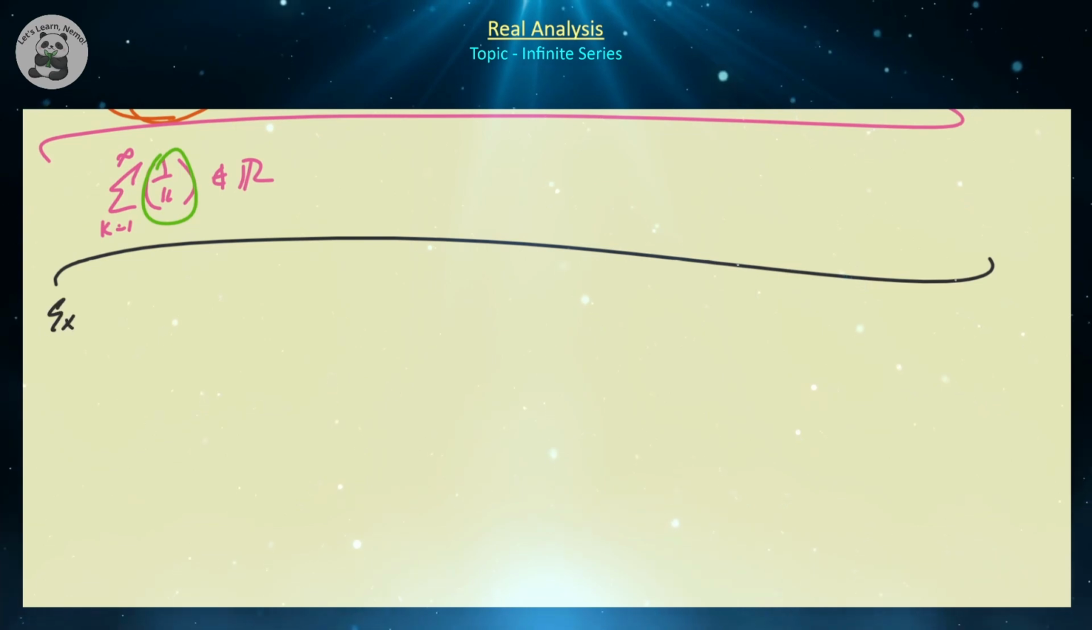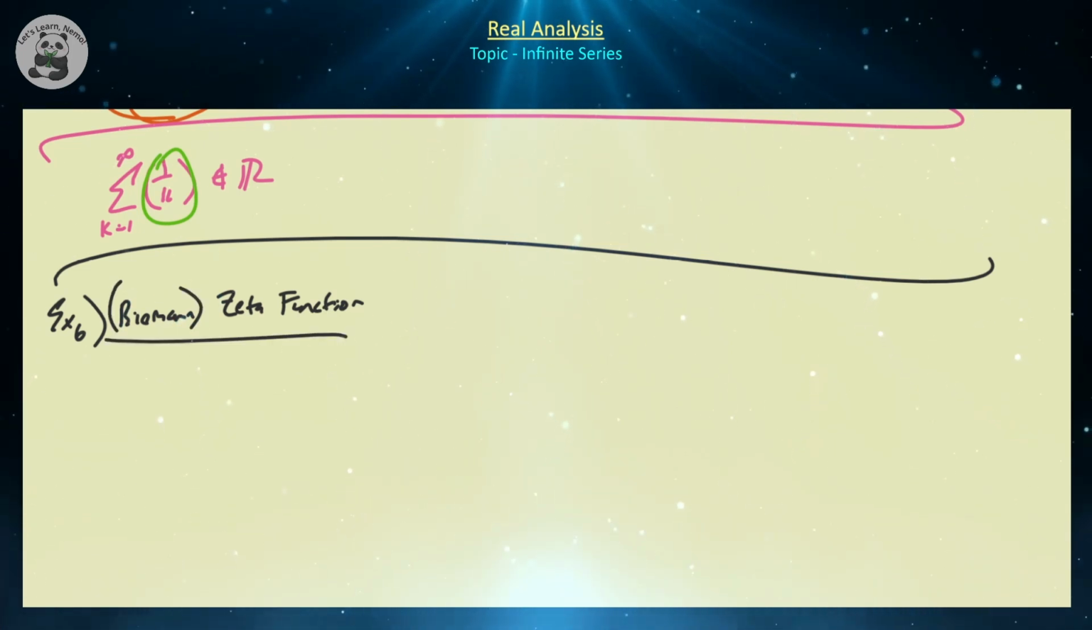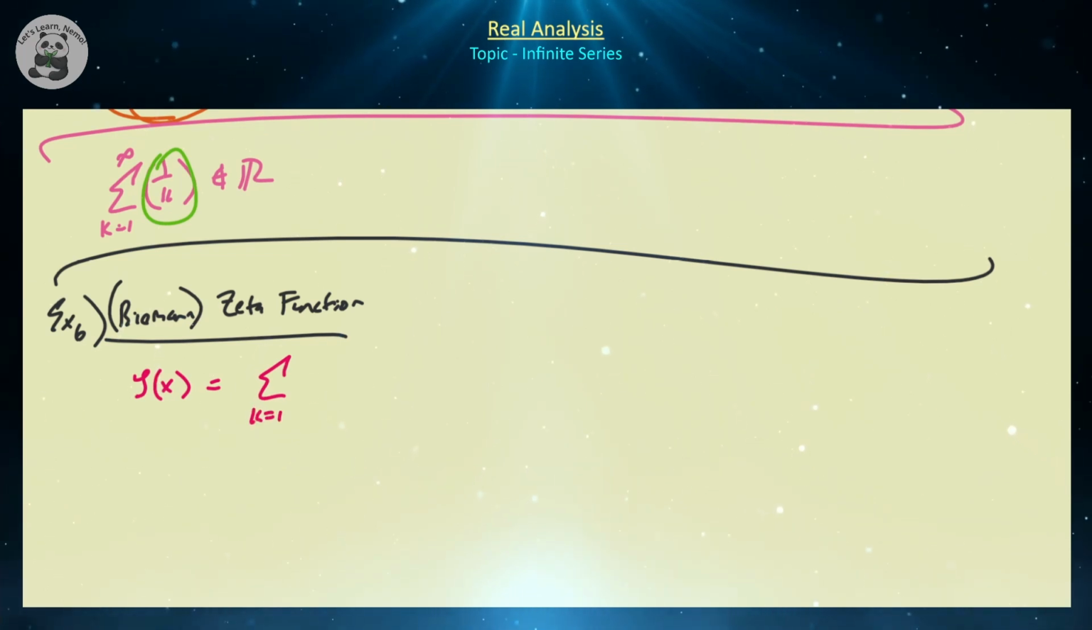So let's look at another very important function, actually. Let's introduce the Riemann zeta function. Some people will just call it the zeta function. So what exactly is this? The Riemann zeta function is the function zeta of x equal to the sum from k equals 1 to infinity of 1 over k to the power of x. So it's a function that's defined in terms of an infinite series.